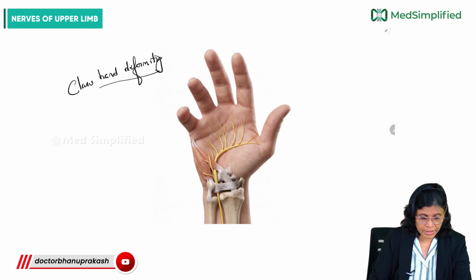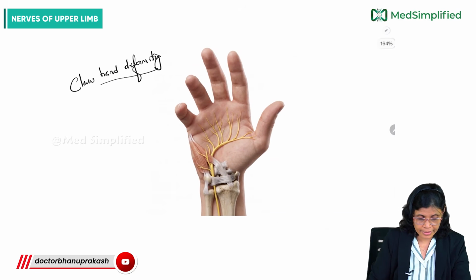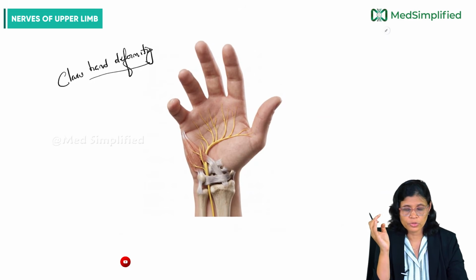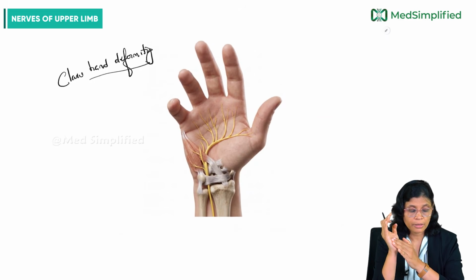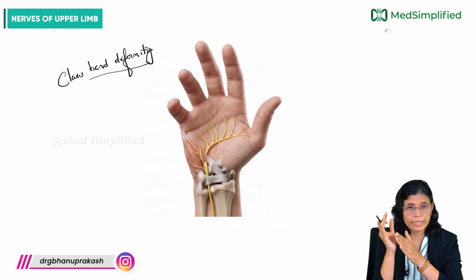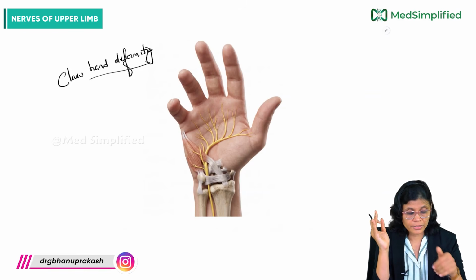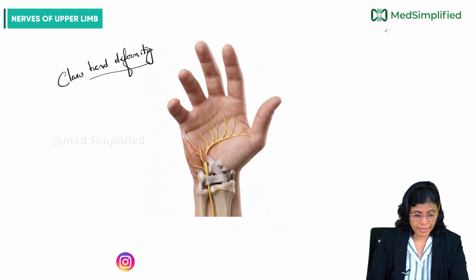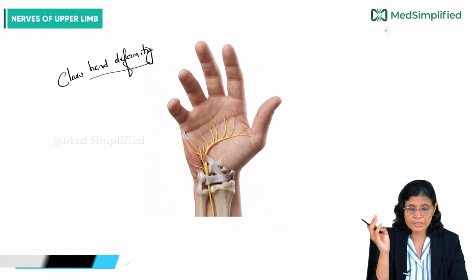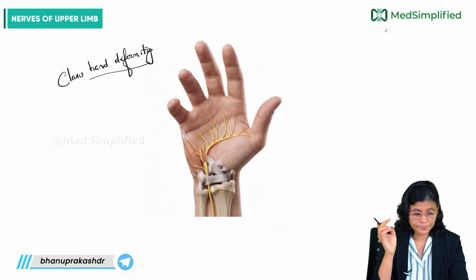Claw hand deformity is seen affecting the ring and the little finger. But in this case, it is more pronounced when the injury is here. It is called the ulnar paradox, because the flexor digitorum profundus is not involved here. It is spared. Flexor digitorum profundus muscle is not paralyzed. So there is marked flexion at the distal interphalangeal joints.